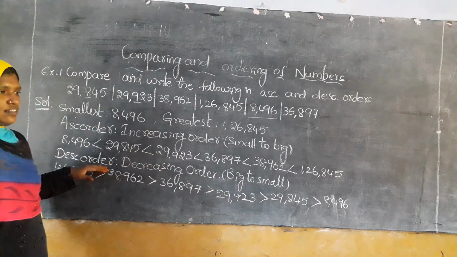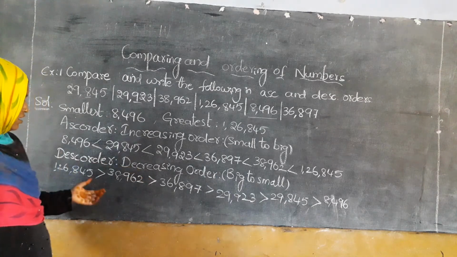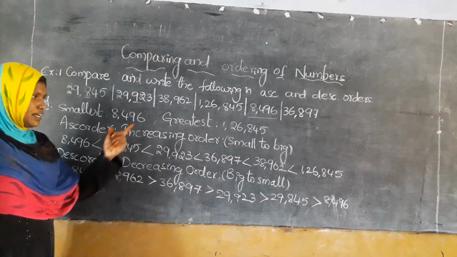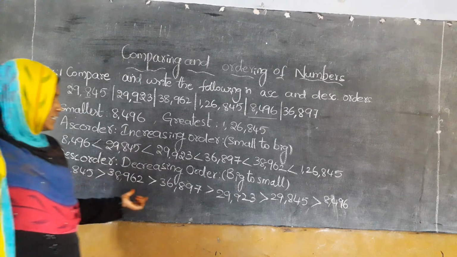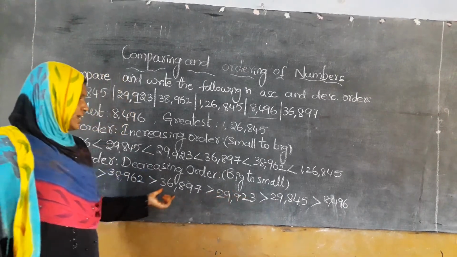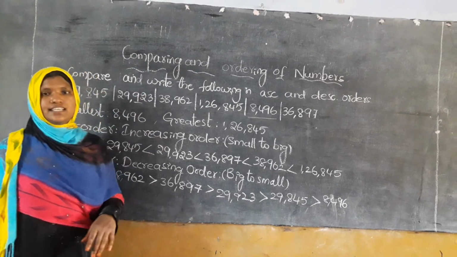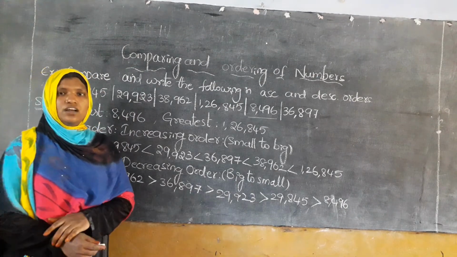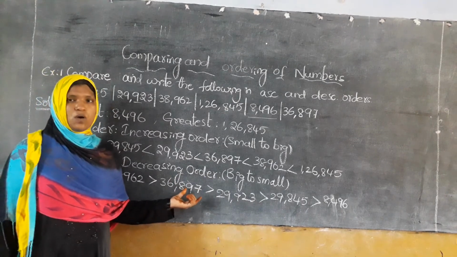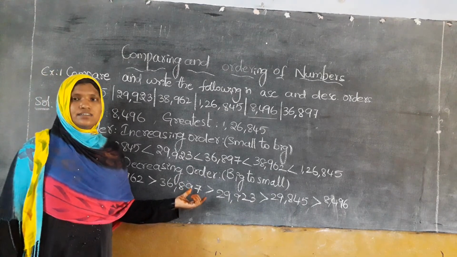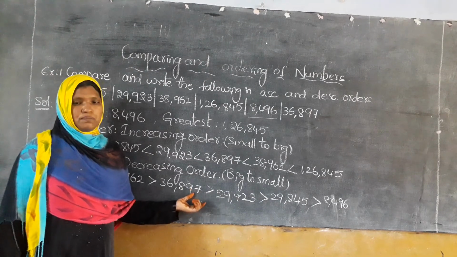Next, descending order. Descending order means decreasing order. That is big to small. So the 6 digit number here is the biggest one. So it takes the first position. After that, we have to compare and write in this manner. This type of question is there in the exercise of 6th class, first chapter. So you heard this topic and are clear with that. Solve the questions based on this topic. Thank you.